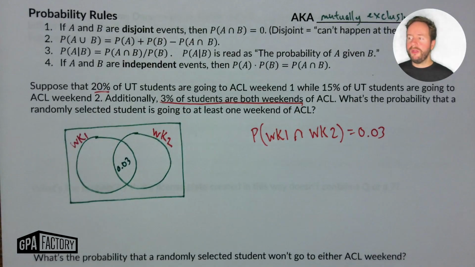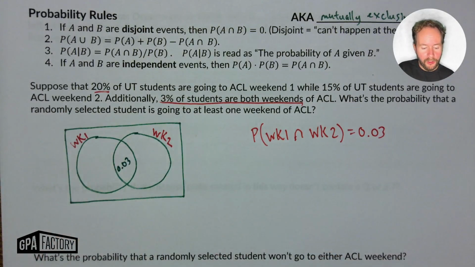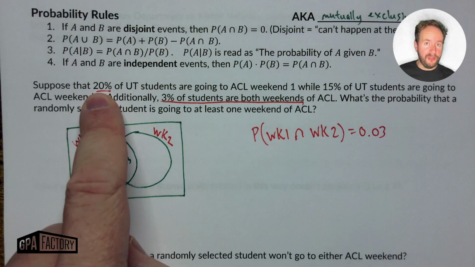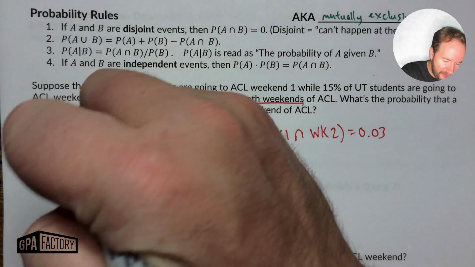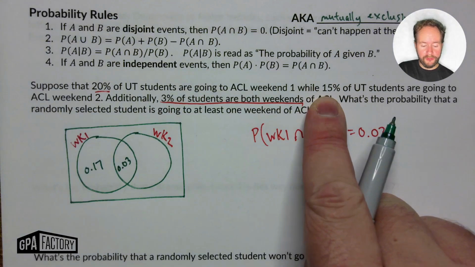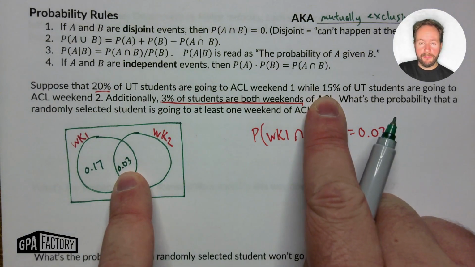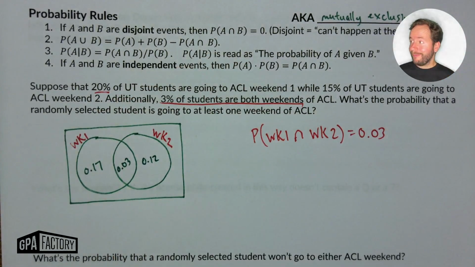And now that I know 0.03 is the overlap value, I can then figure out how much goes into weekend 1 on the left and weekend 2 on the right. So remember, weekend 1 was 20%. 3% of it has already been used up, so there remains 17%. Similarly, 15% was all of weekend 2, but again, 3% has been used up, so that leaves behind 12%. You might notice that these probabilities don't add up to 100, and that's an issue because they're supposed to, right? Probabilities all add up to 1.